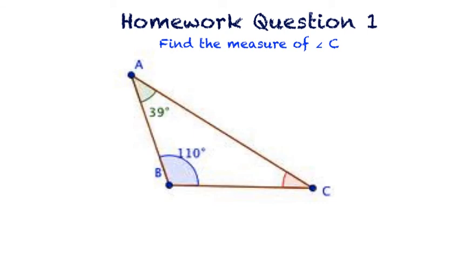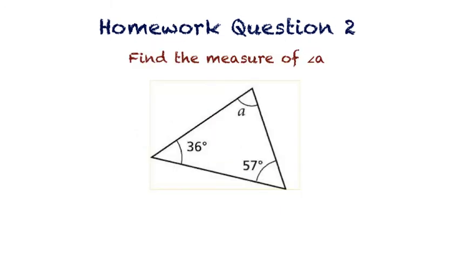Now it's time for you to practice. There are 4 homework questions. Homework question 1, you need to find the measure of angle C. So use what you know about triangles. You know all these angles added together need to equal 180. You need to find the measure of angle C. Homework question 2, find the measure of angle A. Again, use what you know about triangles and their angle measures to find the measure of angle A.